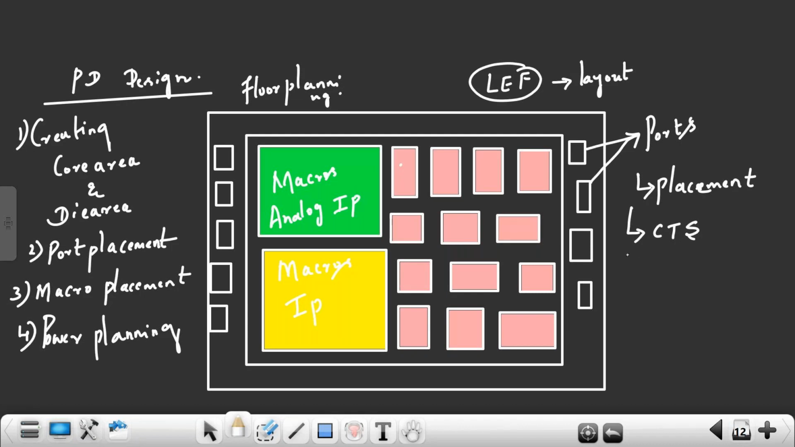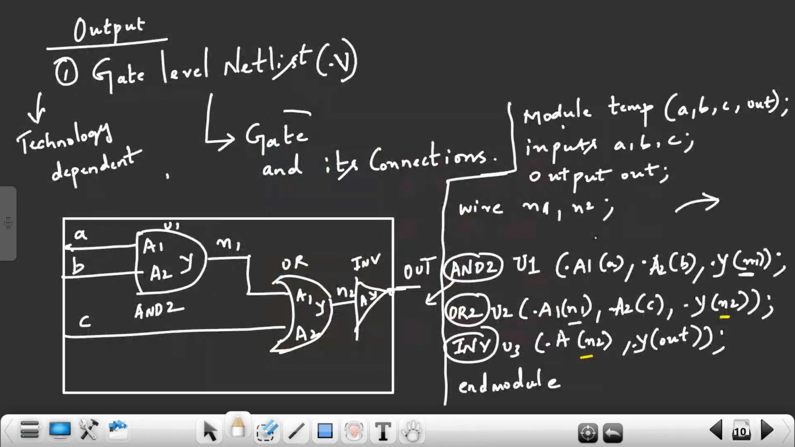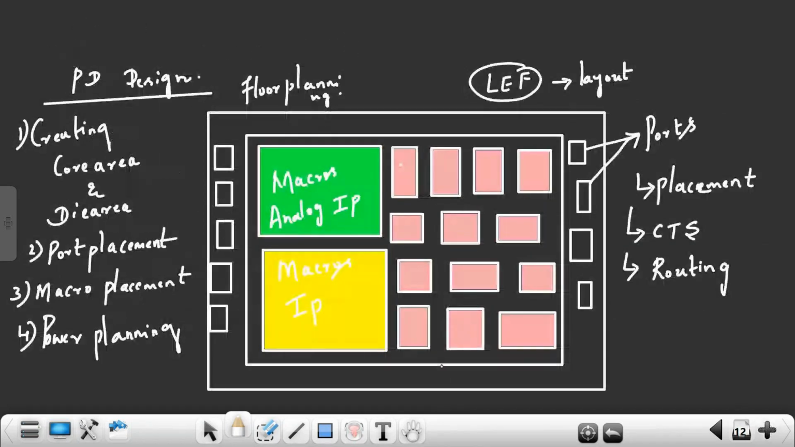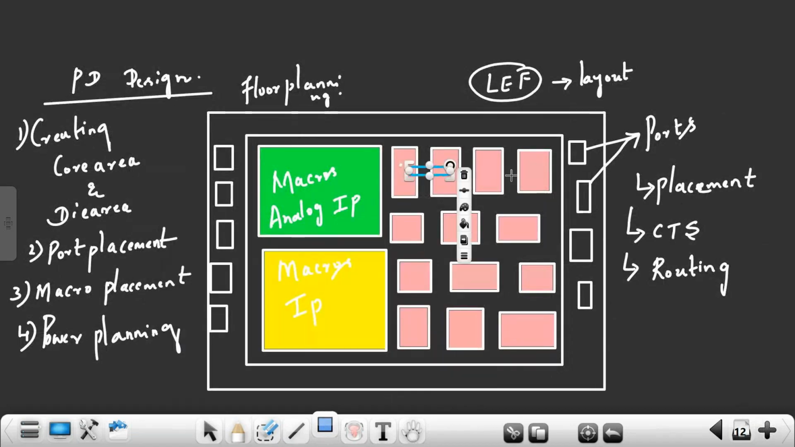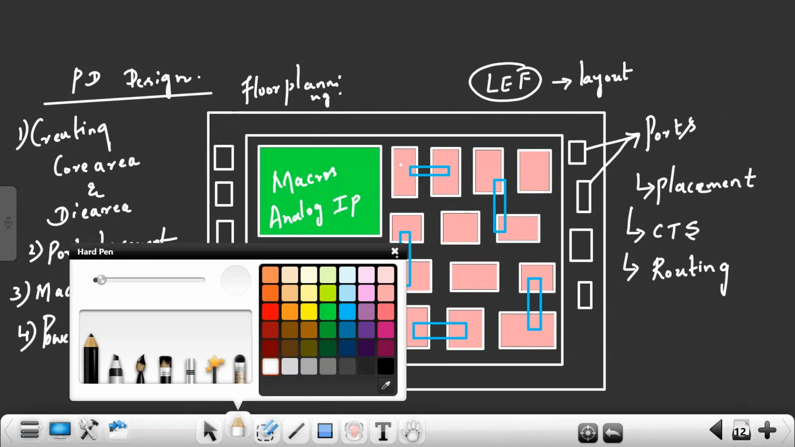Next, routing. Routing means, see, these cells are just placed, but they are not connected. You can see here, this output of AND gate is connecting to what? Input of OR gate. That connection we have to make, right? Output of AND gate connect to input by using what? Metal layer. Connect like this. By using metal layers, you connect all the standard cells and ports. So connecting by using metal layer is called as what? Routing. After that, we'll do sign off checks, final checks.